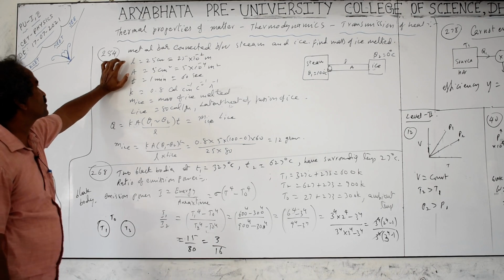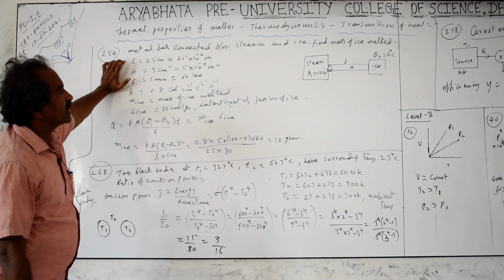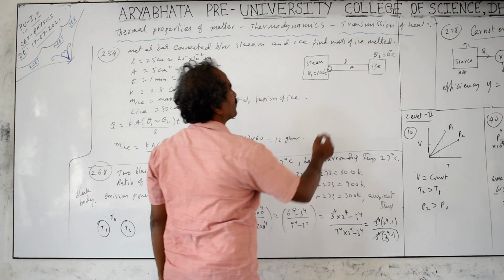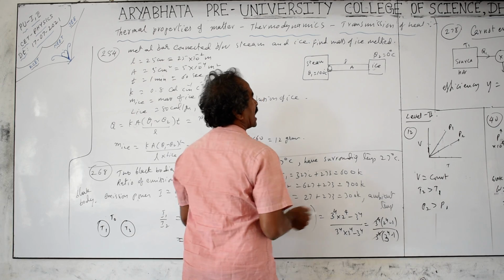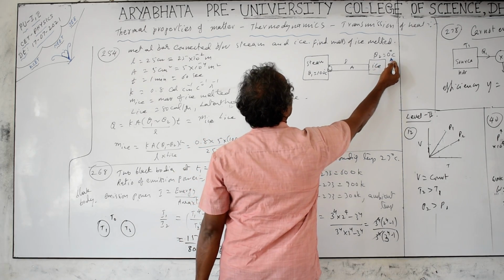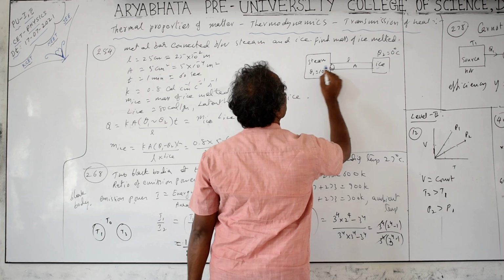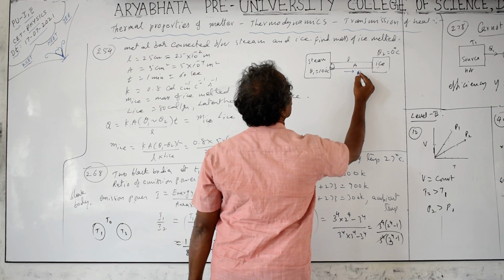And students, next problem of 254. A metal rod of uniform cross sectional area A is connected with the steam. Steam temperature is 100 degrees centigrade and melting ice temperature is 0 degrees centigrade. Then heat is transmitted from high temperature to low temperature, from steam to ice.